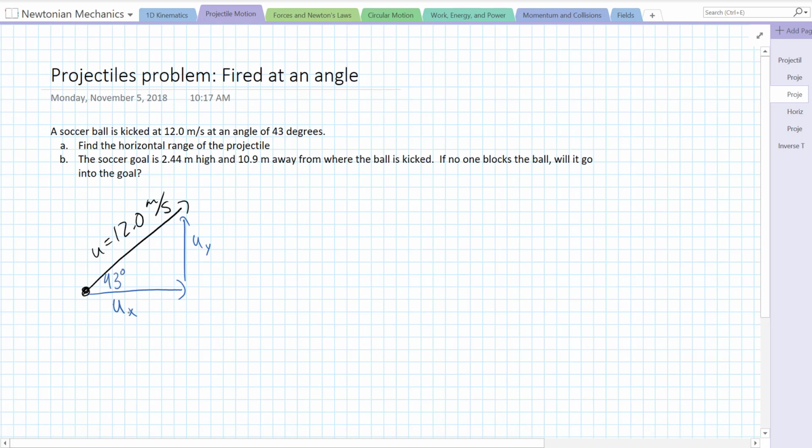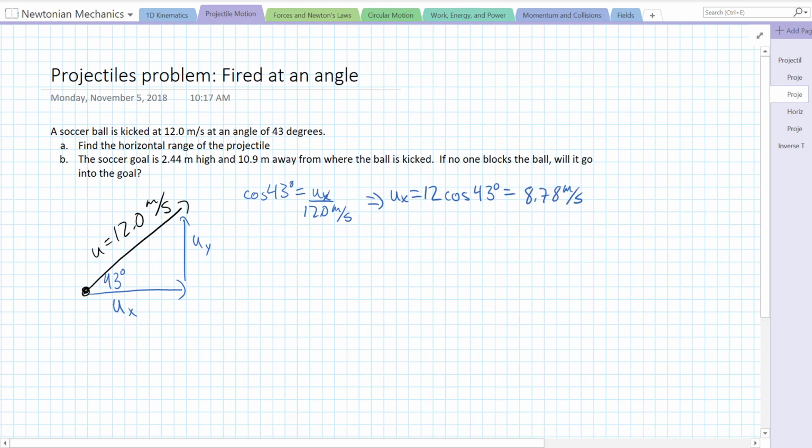So to solve for ux, I'm going to use cosine. Cos of 43 degrees equals ux, adjacent, over hypotenuse, 12.0 meters per second. So then that gives me ux equals 12 meters per second cos of 43 degrees. And the calculator says that 12 cos 43 is 8.78 meters per second.